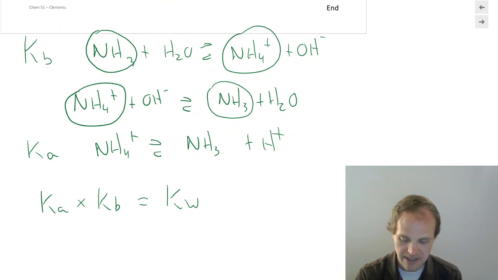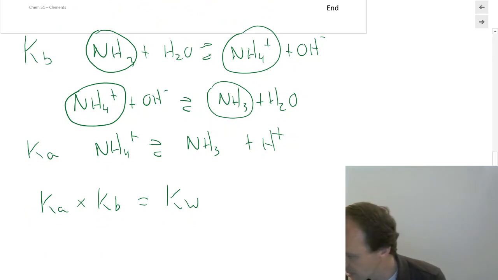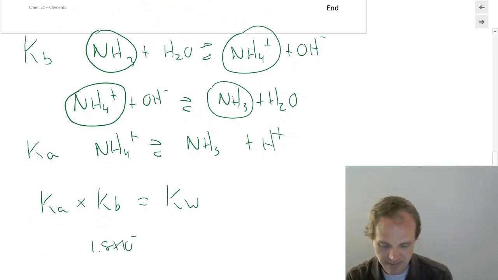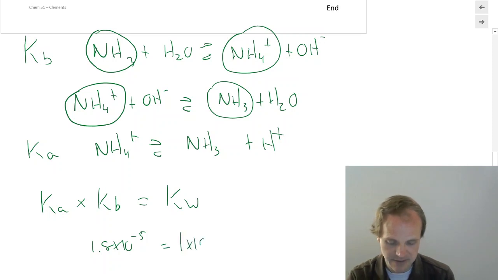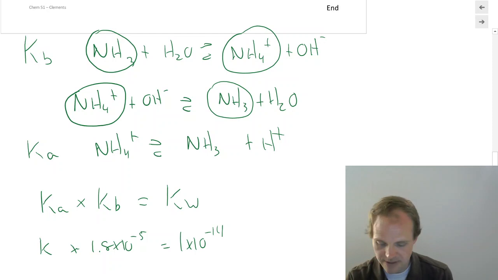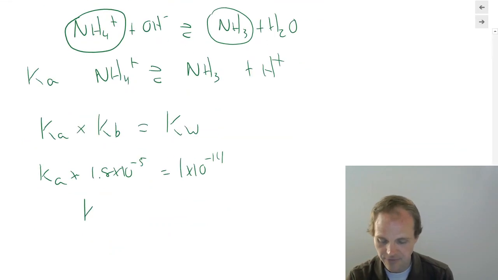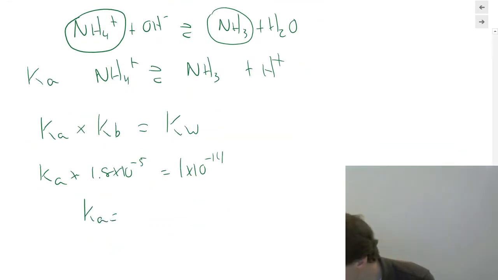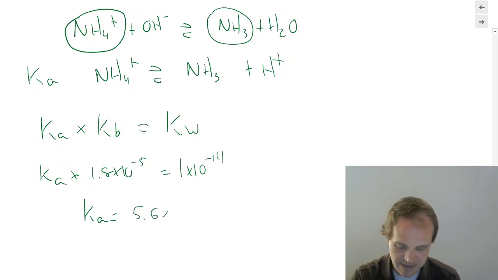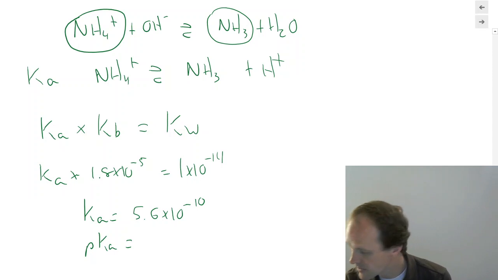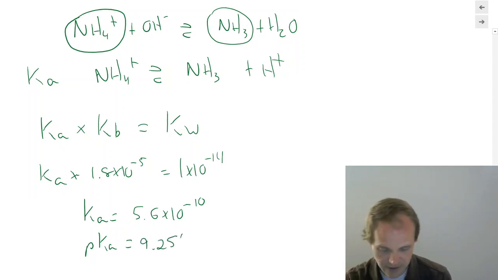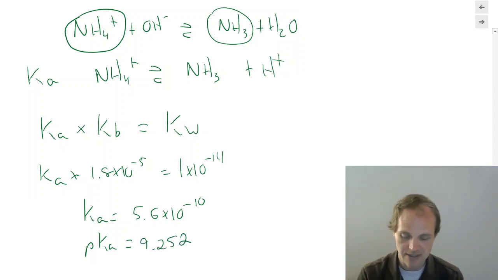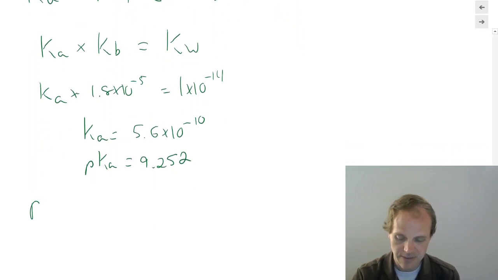So we know that the Kb, in this case, we can look it up, is 1.8 times 10 to the minus 5th. Kw is 1 times 10 to the minus 14th. And that's going to be times Ka. We can solve for Ka and find that it is 5.6 times 10 to the minus 10th. And that the pKa is going to be 9.252.